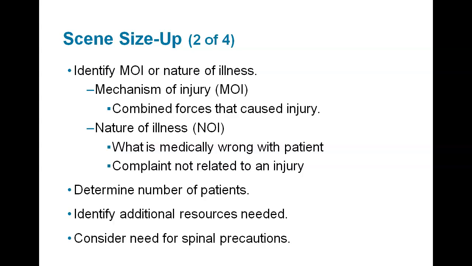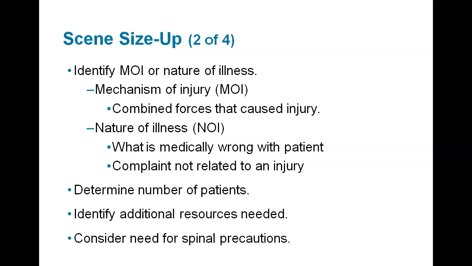Once you have figured out the MOI, or nature of illness, you are going to determine the number of patients, and based on that number, that's going to help you determine any additional resources that you may need. So if you have several patients that need to be transported, you're going to need more than one ambulance. So you're going to have to call for backup to get those.